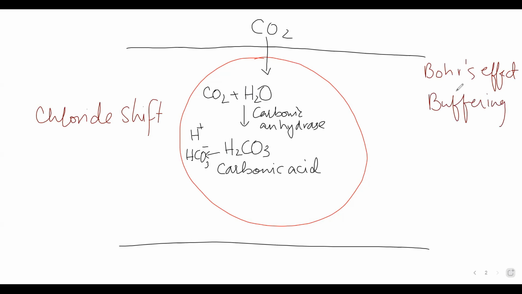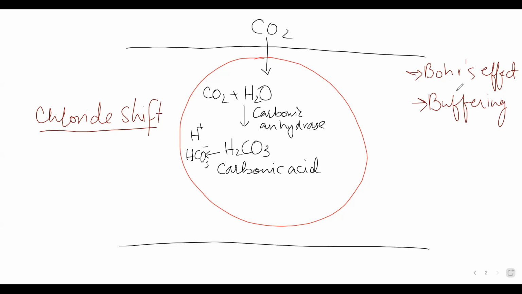this carbon dioxide may cause the pH change of the blood, and this should not happen, or we can die. So this all is happening to cause these two effects, that is Bohr's effect and buffering effect. We will talk about them. First, what is happening next, that is chloride shift.